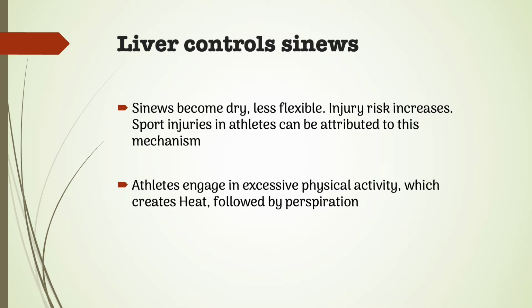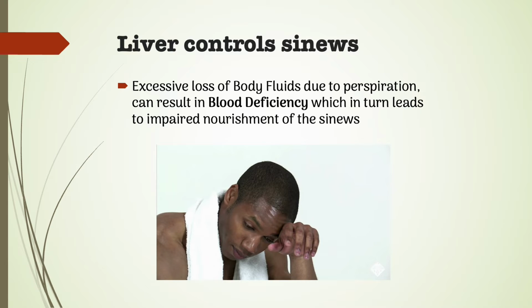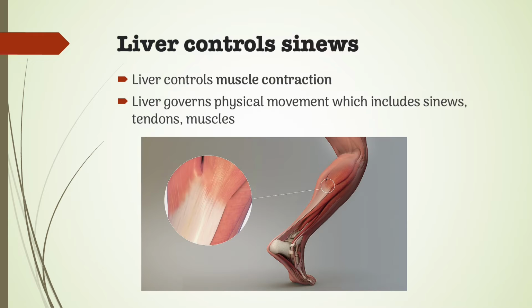The sinews become dry and less flexible. Injury risk increases. Sport injuries in athletes can be attributed to this mechanism. Athletes engage in excessive physical activity, which creates heat, followed by perspiration. Excessive loss of body fluids due to perspiration can result in blood deficiency, which in turn leads to impaired nourishment of the sinews.